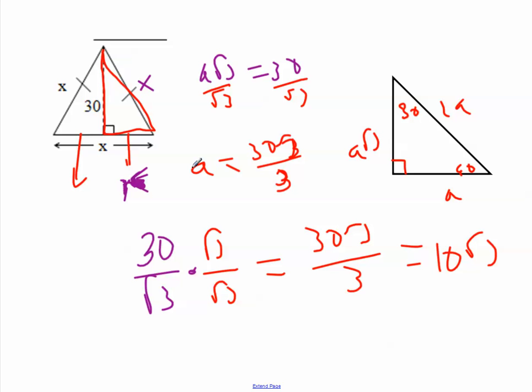Okay, so you get the idea. The answer is 10 radical 3, and it's almost time for me to invest in a new writing pad.